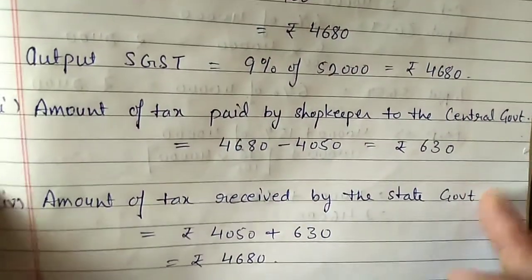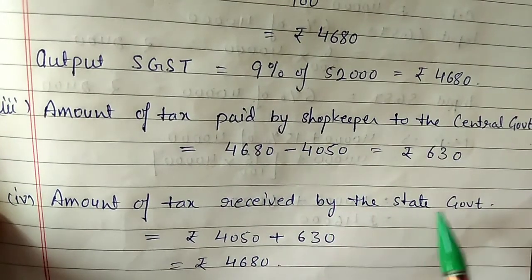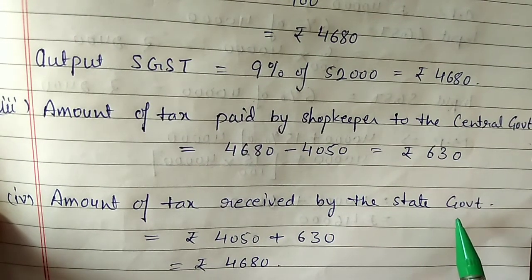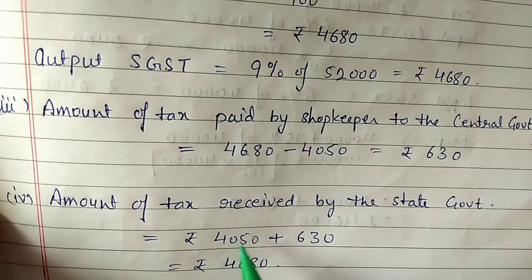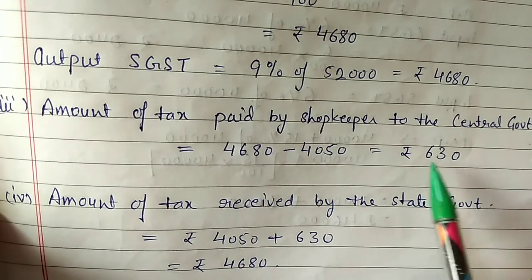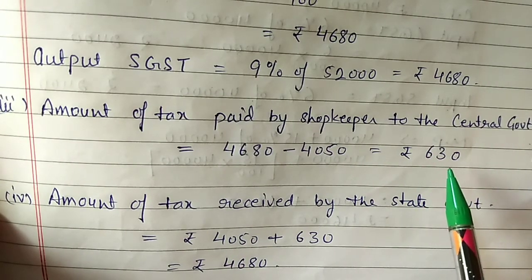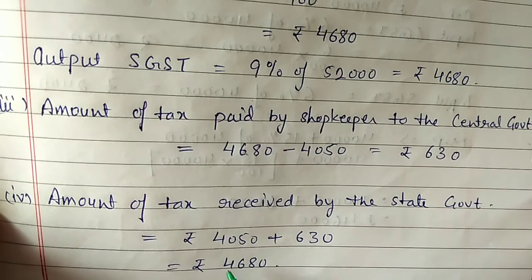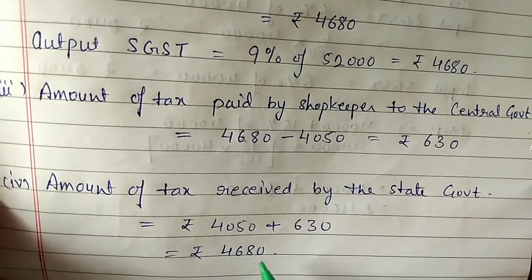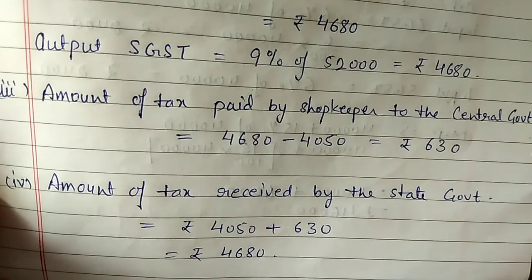Fourth part, amount of tax received by the state government. So the state government will receive 4,050 rupees first, and the difference between both the SGST, 630 rupees, later. So the total will be 4,680 rupees.